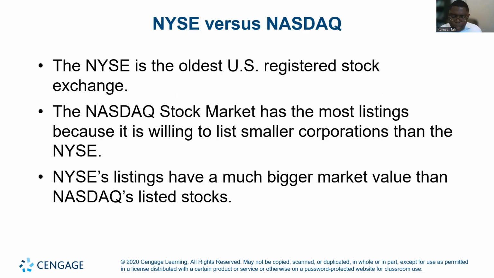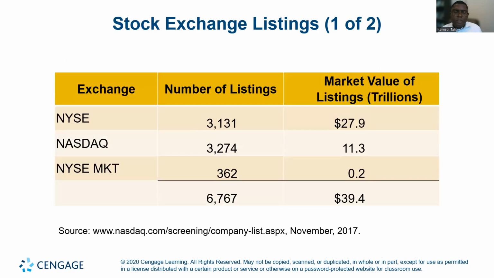Let us talk about the New York Stock Exchange versus the NASDAQ. The New York Stock Exchange is the largest US registered stock exchange. Of course, we can say it's the largest stock exchange in the world. The NASDAQ stock market has the most listings because it is willing to list smaller organizations than the New York Stock Exchange. The New York Stock Exchange mostly lists larger organizations, so its listings have a bigger market value than NASDAQ listings. So the NASDAQ lists a lot of smaller stocks, whereas the New York Stock Exchange lists larger stocks.